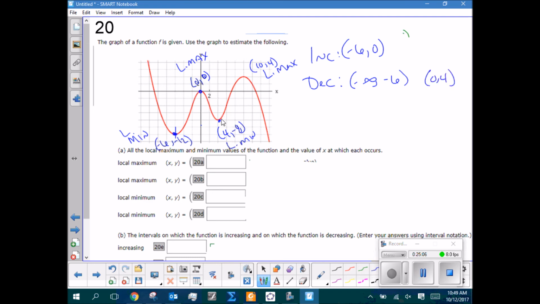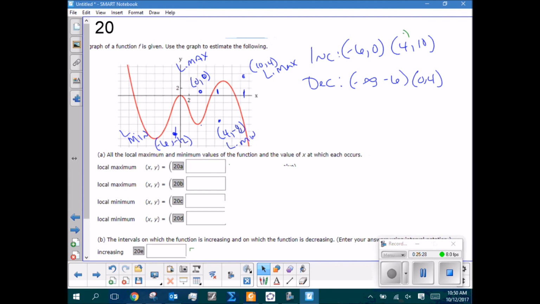And then I get from 4 to 10. From that x value of 4 to that x value of 10, your y values are getting larger and larger. So 4 to 10 is increasing again. And then 10 to infinity, we are going back down. Y values are getting smaller and smaller, so we're decreasing.